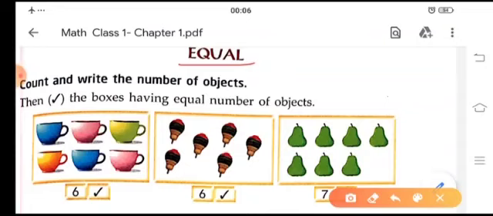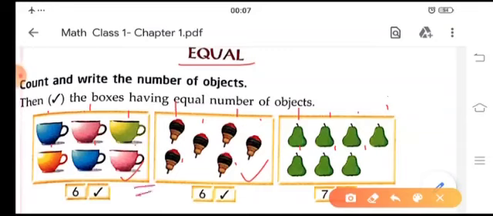Okay. So here see the cups. Count 1, 2, 3, 4, 5, 6. Okay. Here also 1, 2, 3, 4, 5, 6. Now here also count 1, 2, 3, 4, 5, 6, 7. Okay. So which block has equal number of figures? 6 and 6. So these two blocks, they have same number of figures. 6 cups are here and 6 toys are here. So they are equal to each other.